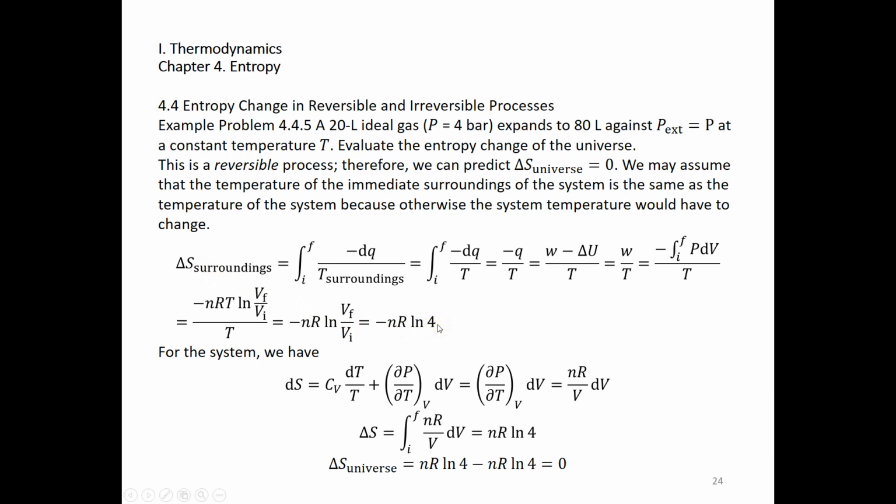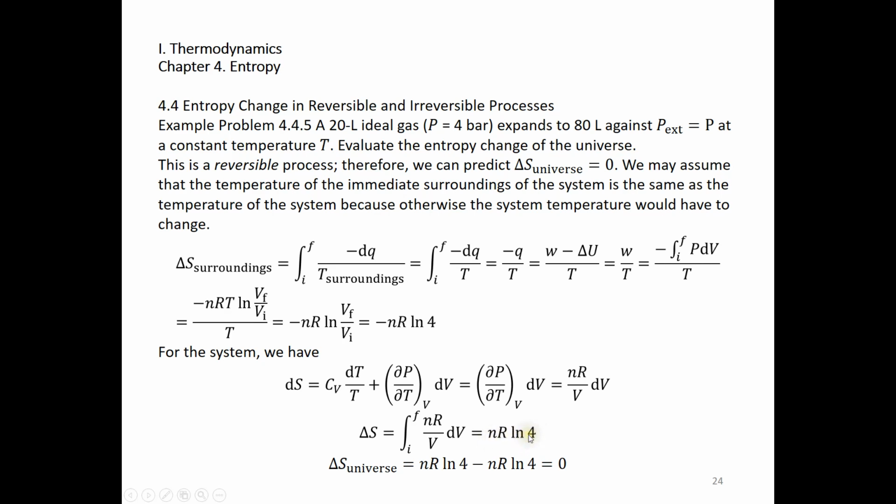Now, what about the system? Again, we're going to use this equation. We mentally design a reversible process. Well, it happens this is already reversible, so we'll just use this equation. There's no temperature change, so we just integrate this dV term, and delta P over delta T is nR over V for an ideal gas. We integrate this, we get nR times the natural logarithm of V final over V initial.